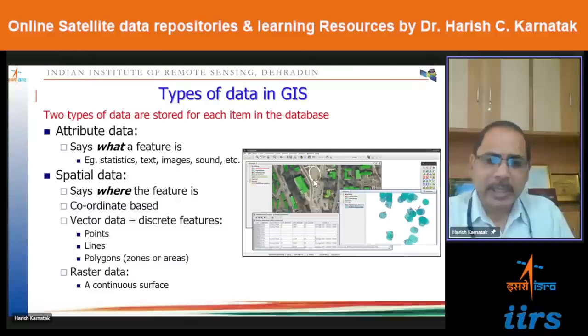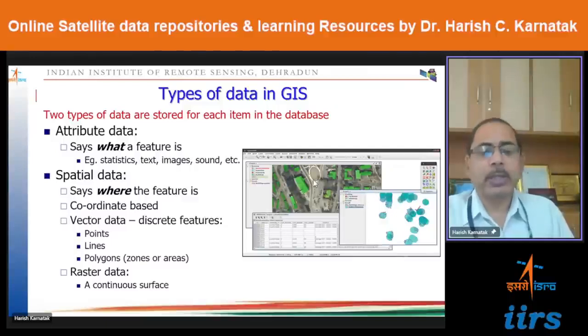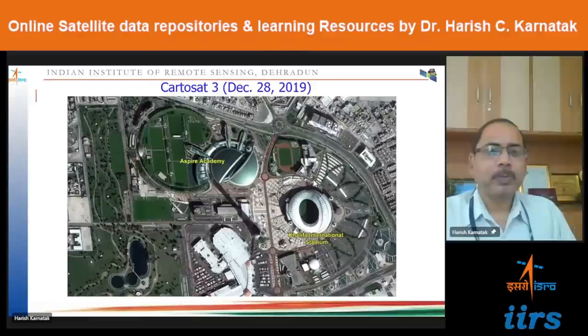And when we have this data inside the computer system and connected with the attribute data, then we can do many data analyses or analytics on this data. And these analytics are very useful and helpful for many applications. So these are the basics about the different types of data in GIS.